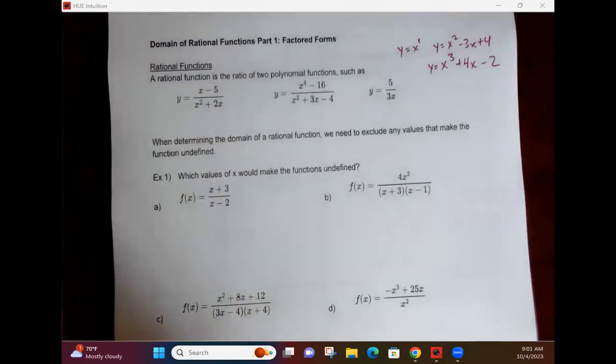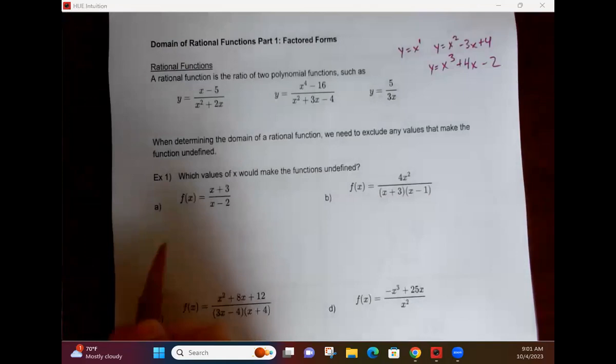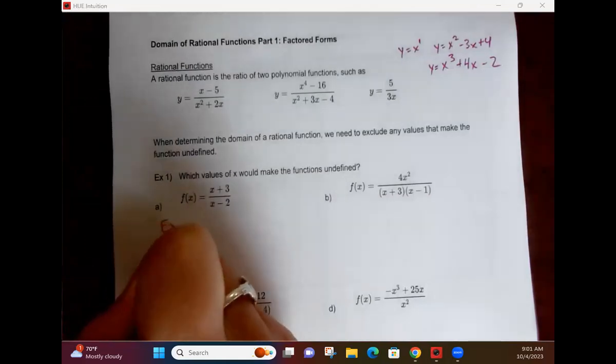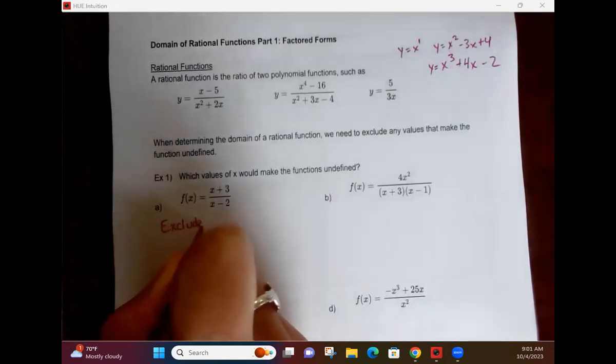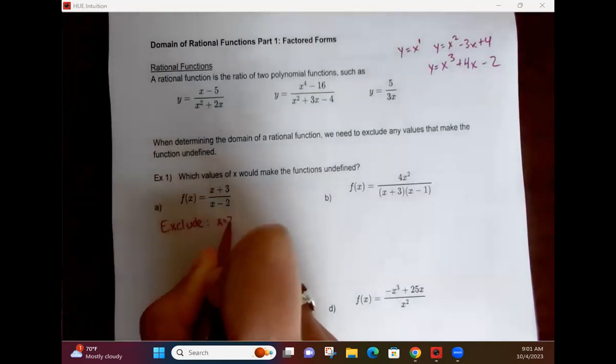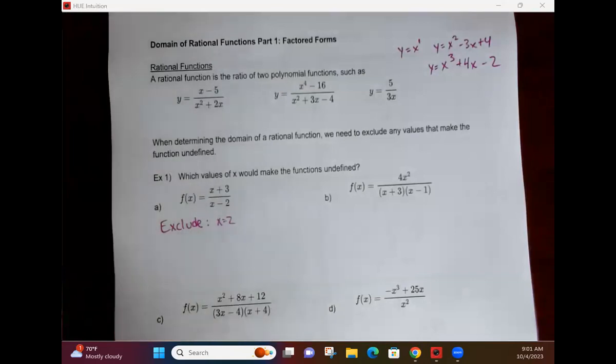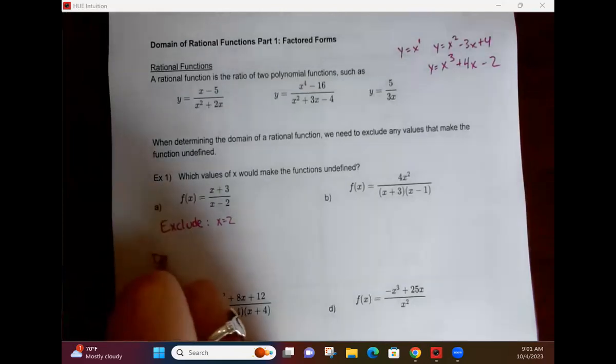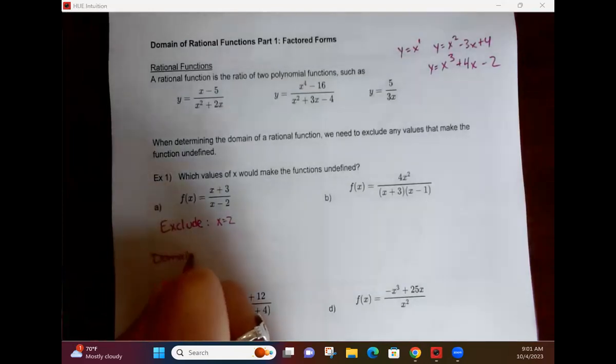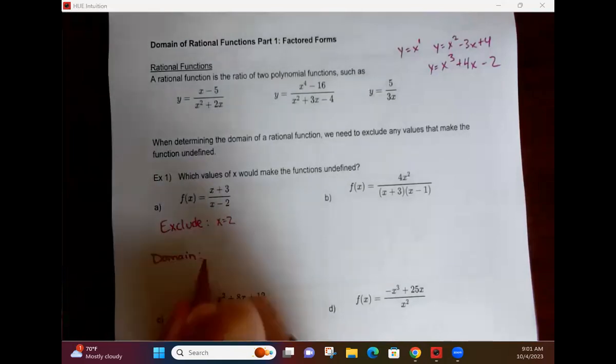So if we look at a, I cannot plug in 2 for x. That means that I need to exclude x equals 2. Because if I plug in 2 for x, I get 0 on the bottom and my function is undefined. I don't want that. My domain cannot include x values that make my function undefined. So my domain would be all real numbers except for 2. So here's how I would write that.